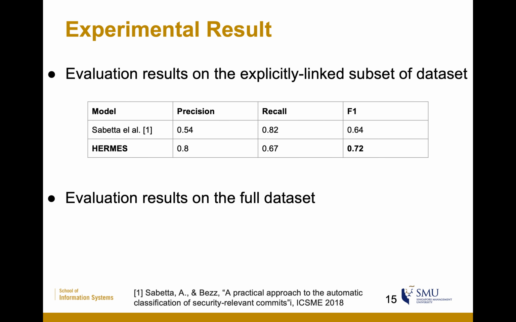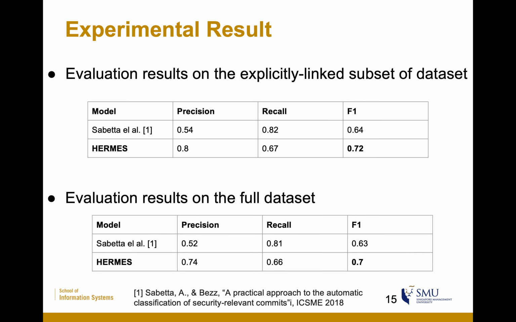In the first setting, HERMES improved over the baseline by 12.5%. The experimental result confirms our intuition that there is information in accurately linked issues that is not captured from code change or commit message, and that this additional information improves the detection of vulnerability fixing commits.